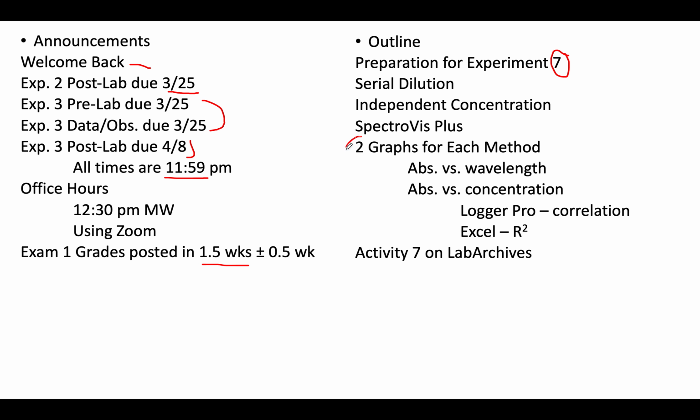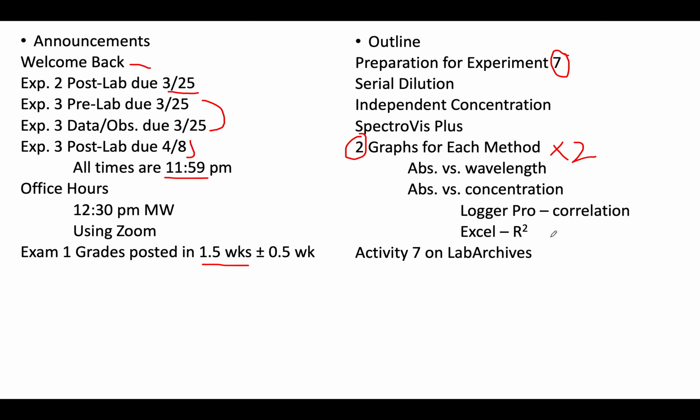Please note there's 2 graphs for each method. So if there's 2 methods, then we obviously have 4 graphs, okay? You'll have 2 graphs that are absorbance versus wavelength, and then you'll have 2 graphs of absorbance versus concentration. You can use either Logger Pro or Excel to graph. It just depends on what you have and what you prefer.